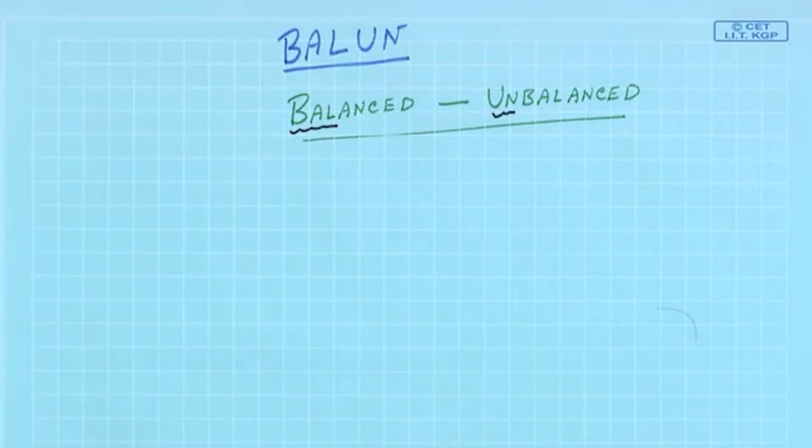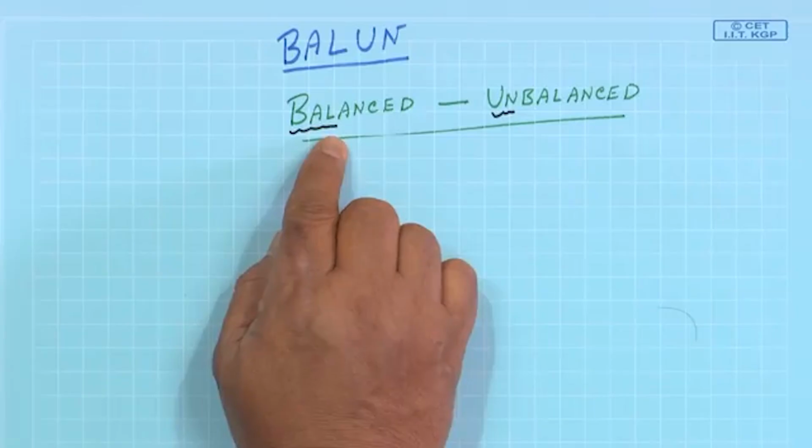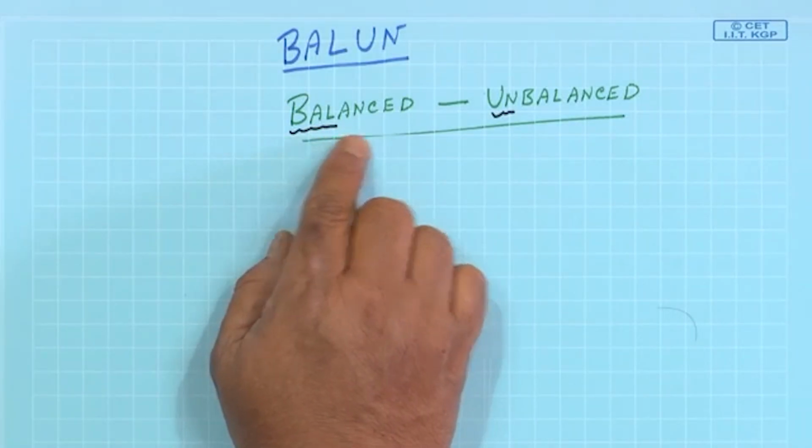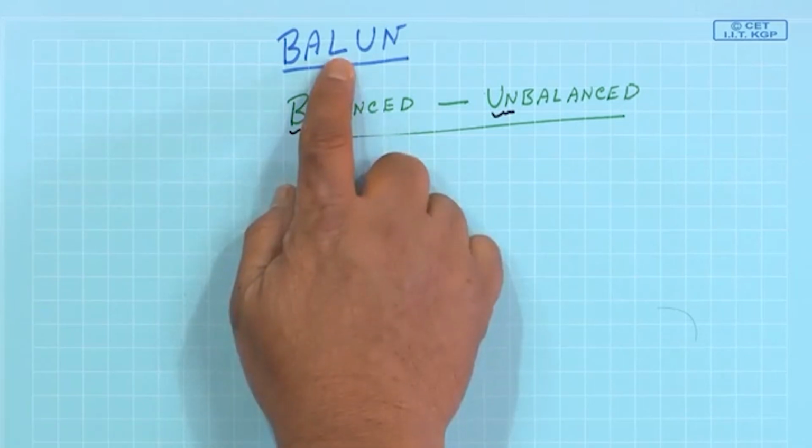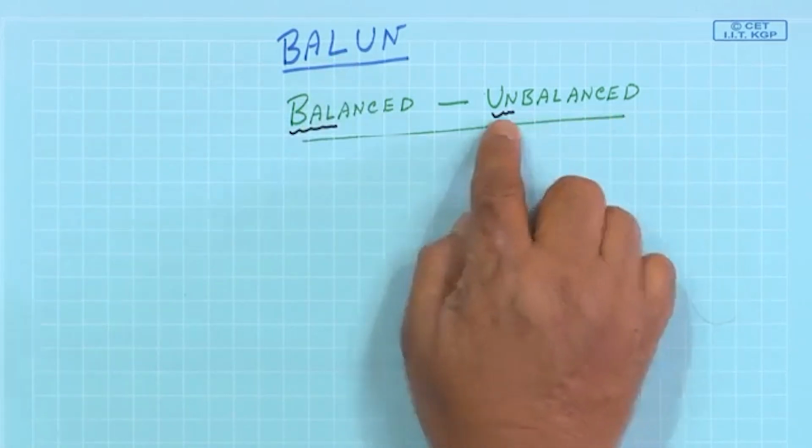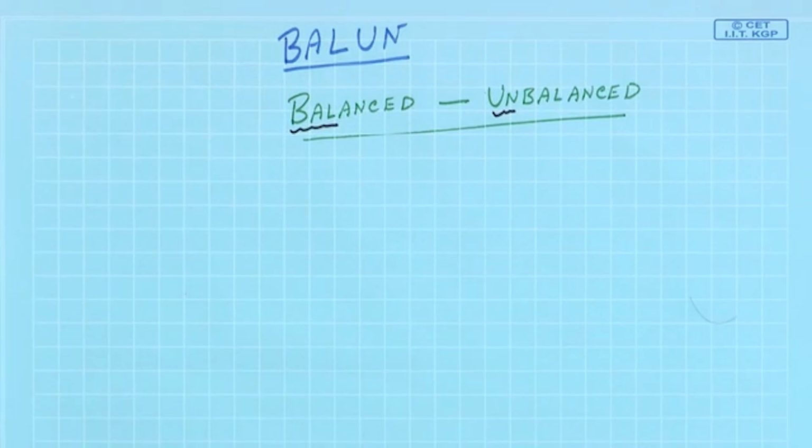Welcome to this lecture. Today we will see Balun. It is balanced to unbalanced. So, the acronym Balun is formed from BAL, taken from balanced, and UN, taken from unbalanced, that gives it Balun. Now, why the need for Balun?